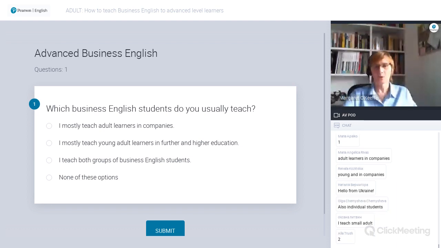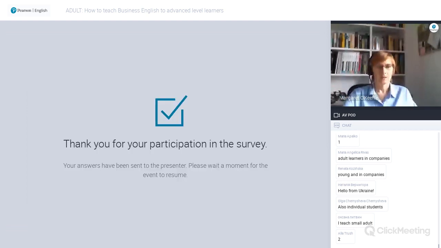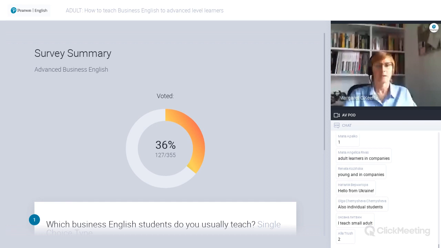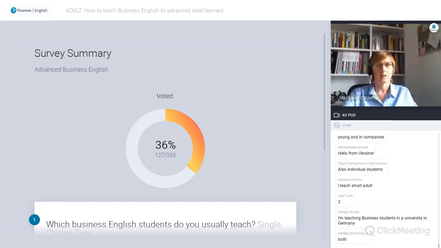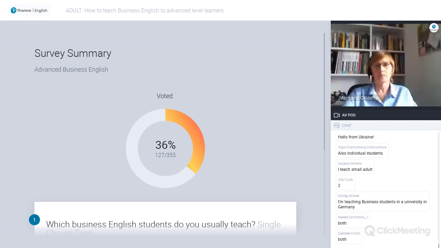Okay, so it looks like most people have now voted, and I'm going to end the voting and show you the results. Okay, so what we found is that 10% of you are teaching adults in companies, 19%, so almost double that, are teaching young adults in further and higher education. And then there's an 8% group that are teaching both groups, and then there are about 8% who are teaching neither group.